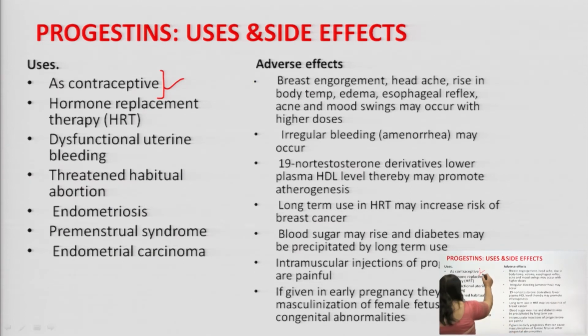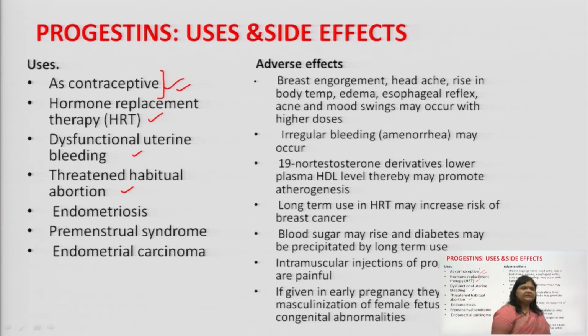They can be used as contraceptives, along with estrogen, used as hormone replacement therapy in menopausal women, in dysfunctional uterine bleeding, and in threatened abortion because it maintains the pregnancy. We have seen the mechanism. In case of endometriosis, premenstrual syndrome, and also endometrial carcinoma, these progestins can be used.